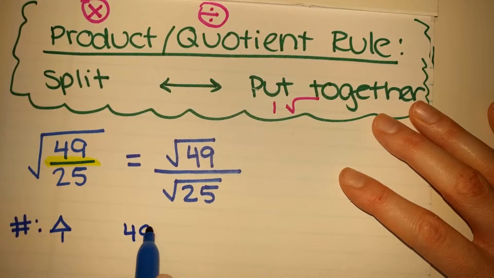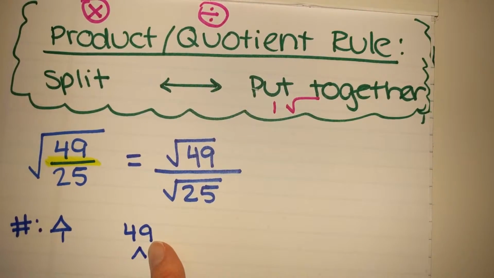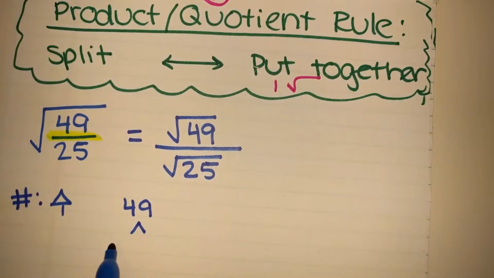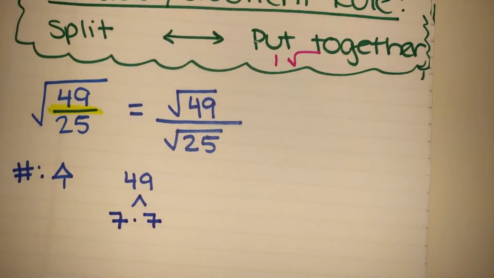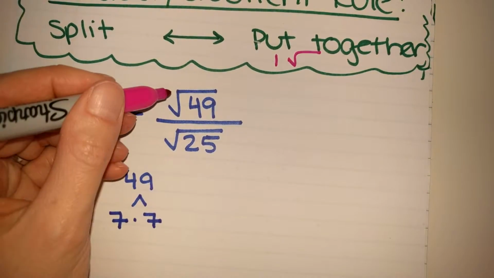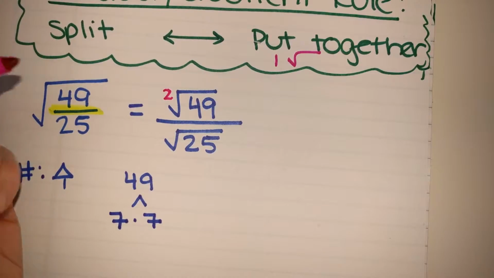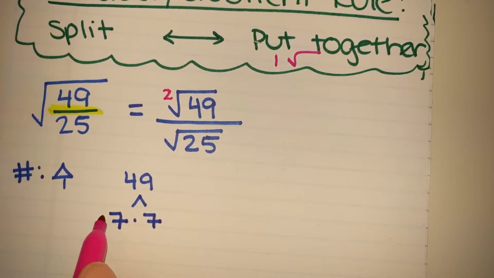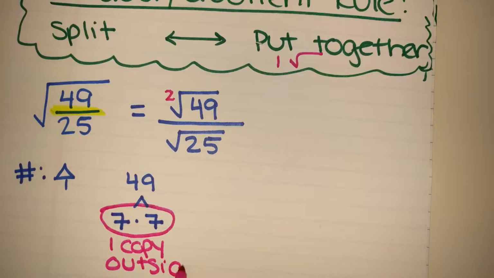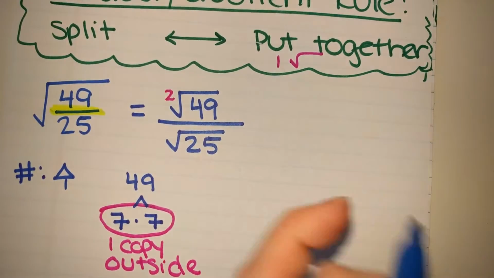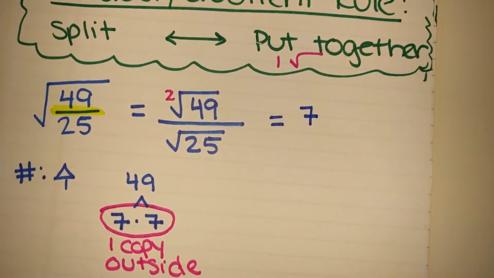So I take my 49. 49 is an odd number. So I try to divide it by 3. That doesn't work out. I try to divide it by 5. That doesn't work out. Try to divide it by 7, and I get 7 times 7. Now, I then group by the index of the radical. So the index here is understood to be a 2. So I will group these in groups of 2. So I have 2 7s, so that means I have one copy of a 7 outside of the radical. So the square root of 49 will just become 7.